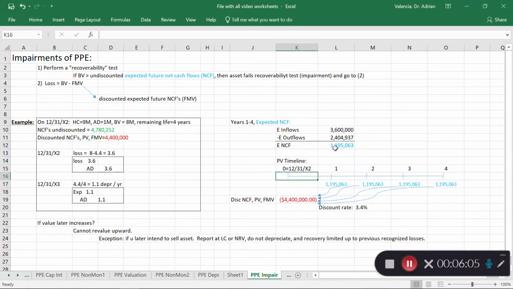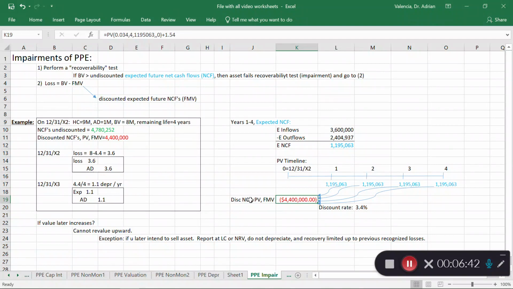And if I lay out these expected cash flows, net cash flows to be specific, I put them here over the next 4 years. And when I discount them, the discount rate I use here is 3.4%, but obviously this discount rate can be based on the risk assessment of that project and other factors as well. But when I do the present value of this, I get roughly 4.4 million. It's off by $1 or so, but I made it 4.4 million just so our numbers would be easy.